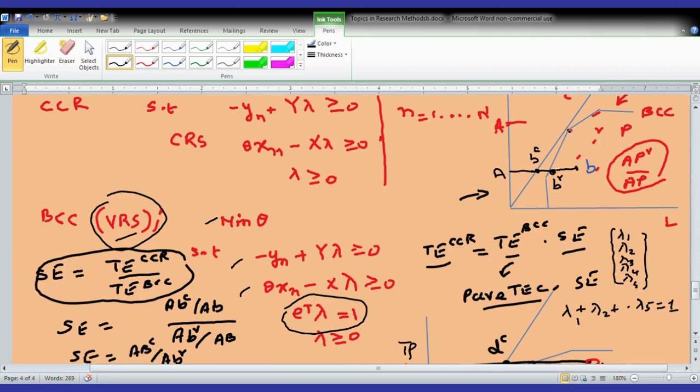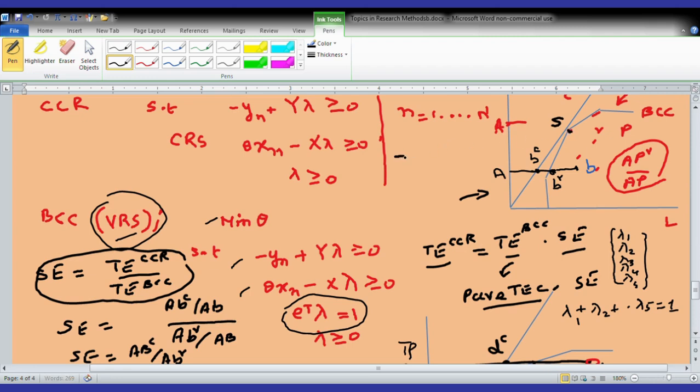I want to comment on this point C, let's call it S. See that what is happening at S is that we are having technical efficiency equal to the scale efficiency. So here scale efficiency is equal to 1, and technical efficiency is equal to 1 as well.